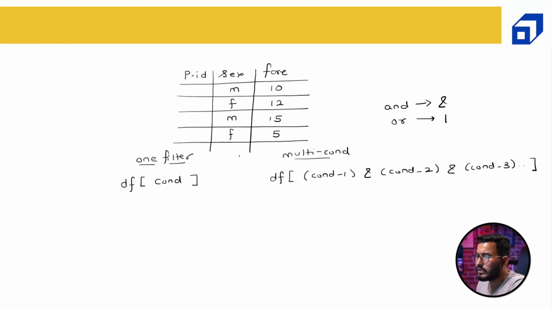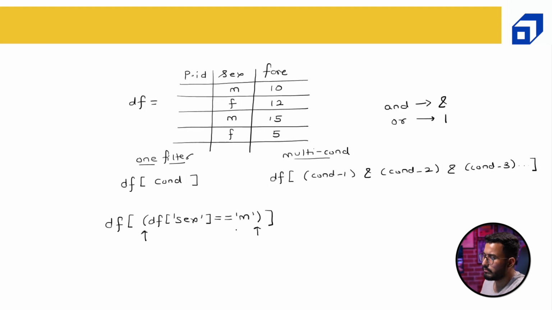Let's say I have to filter this data frame df on male. So I'll just simply say df square bracket the condition df sex is equal to m. This is my condition. Now here in this particular code, these round brackets are optional. Even if I don't use them, that's not a problem. But for writing a filter with multiple conditions, round brackets are very compulsory.